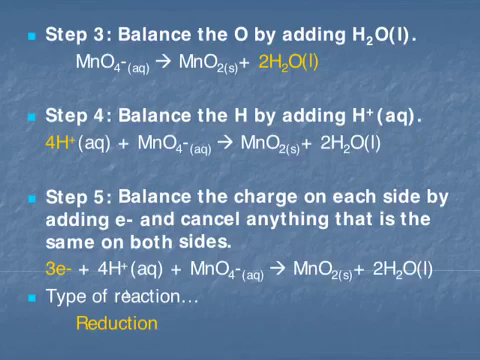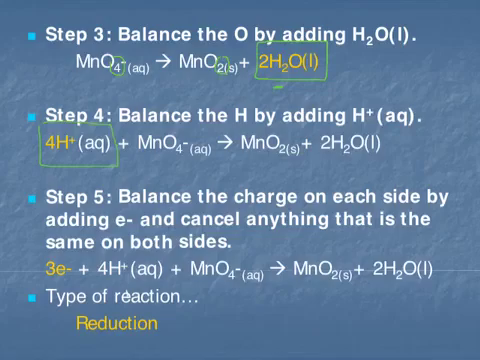Right now we have 4 oxygens on the left, 2 oxygens on the right. Therefore, we're going to need to add 2 waters on the right to balance out the O's. And then we're going to balance out the H's now. We have here 4 hydrogens on the right, sorry. So now on the left, we need to add in 4 H pluses.